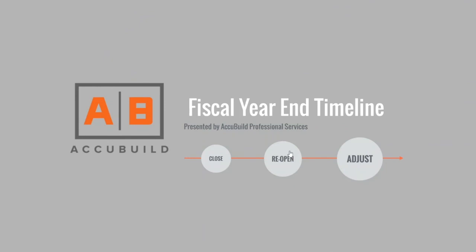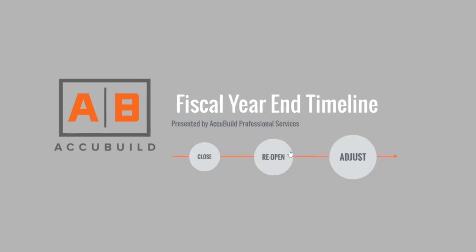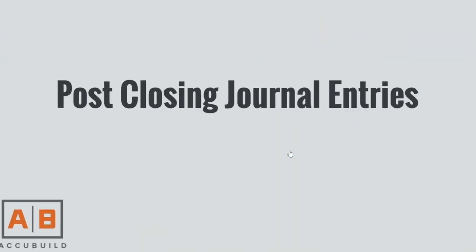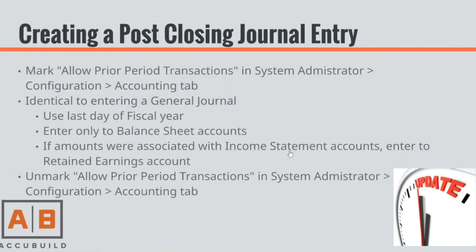Now, let's say that you received some adjusting entries from your CPA after you closed the fiscal year end. These are called post-closing journal entries. In order to create a post-closing journal entry, first you will need to change a setting in configuration. Go to System Administrator, Configuration, and on the Accounting tab, mark the checkbox for Allow Prior Period Transactions.